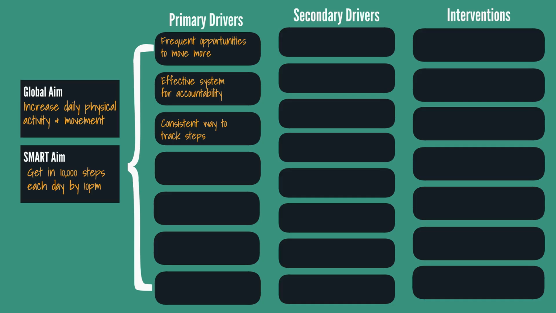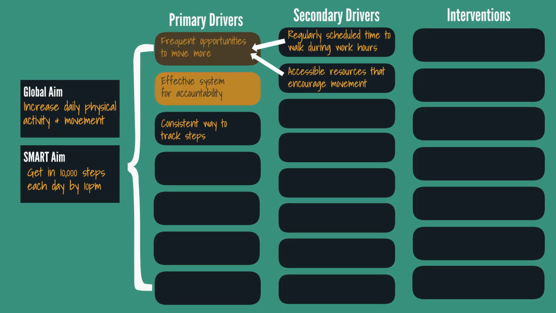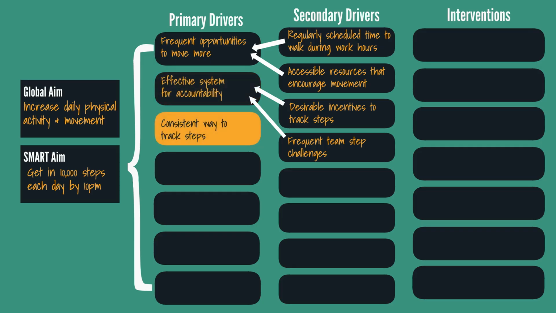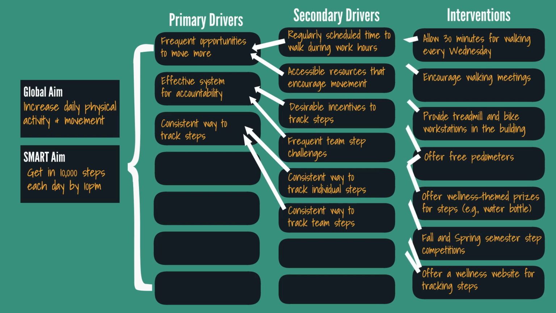For example, let's say that as the team began trialing interventions toward the identified drivers, they realized that frequent opportunities to move more required both time and resources to work. An effective system for accountability requires incentives and challenges. Finally, they realize there should be mechanisms for tracking both individual and team steps. Draw arrows from the secondary drivers to the primary drivers they support. Once the team finishes delineating primary and secondary drivers, they would then revise their actionable interventions and connect them to the new secondary drivers they support with arrows as well.